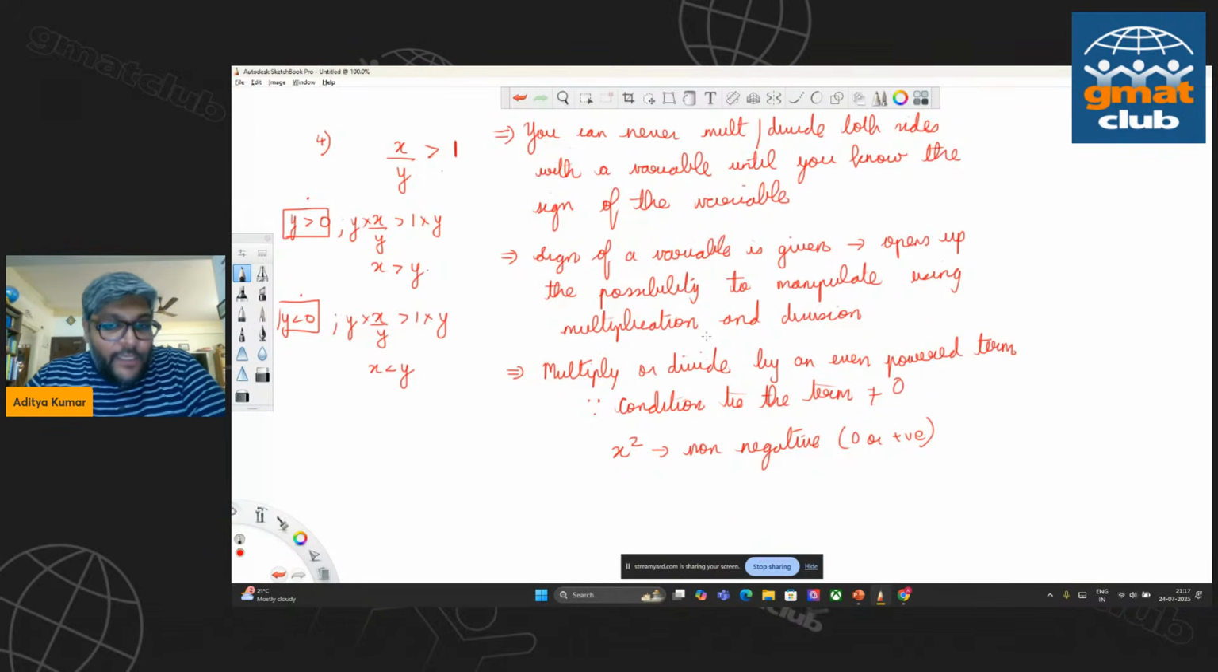You can't multiply both sides by 0. If you multiply both sides by 0, then you're getting 0 on one side and 0 on the other. 0 can't be greater than 0 or less than 0, right? So it has to be conditioned to the term not being equal to 0.